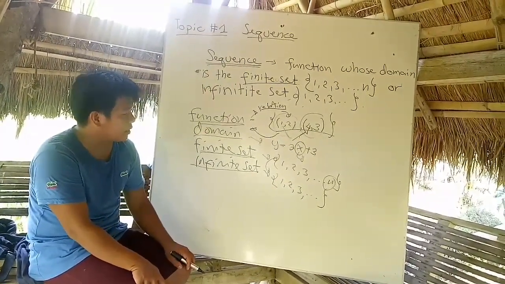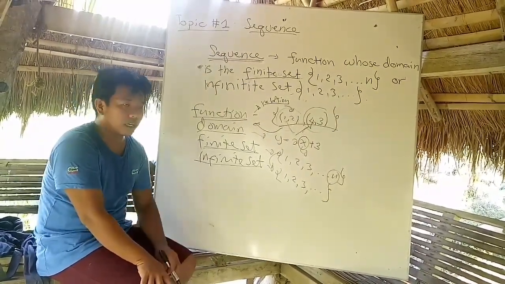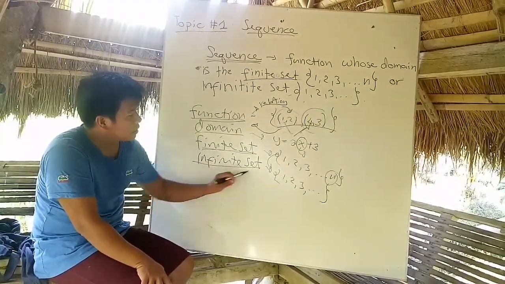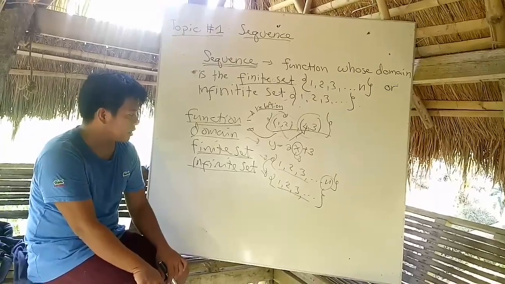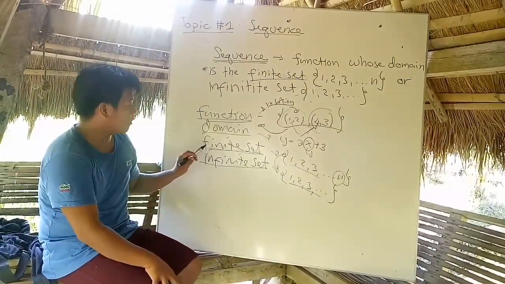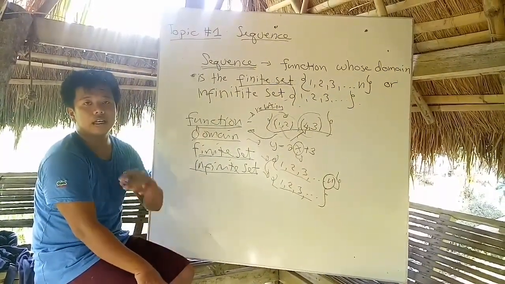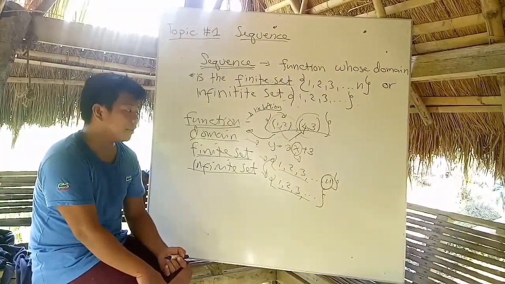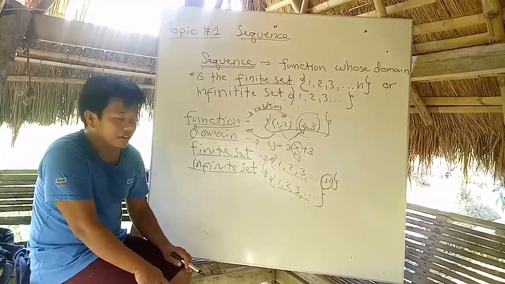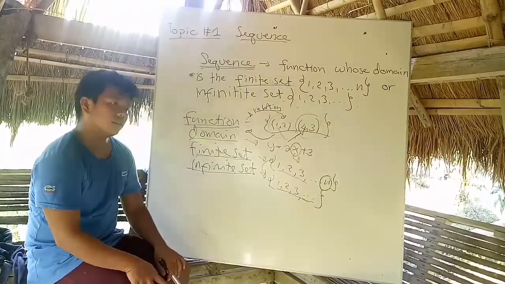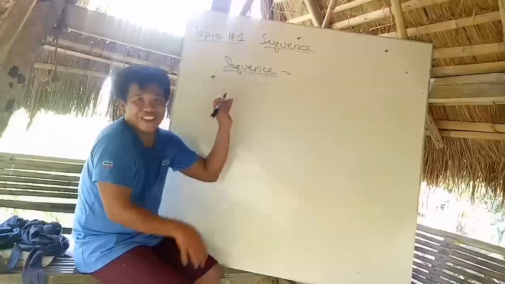What now is the difference and similarity between finite set and infinite set? For similarity, they are the same as counting numbers. The difference is for finite set, there is an n, or there is a last number. And for infinite set, there is none. It continuously goes on.